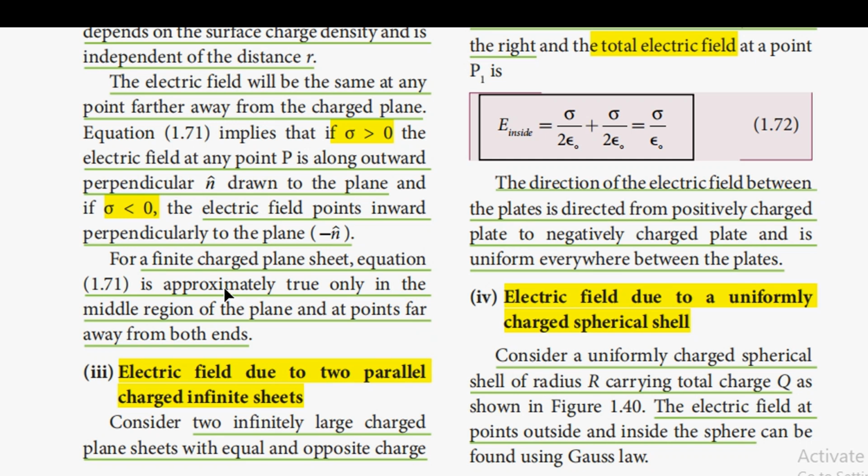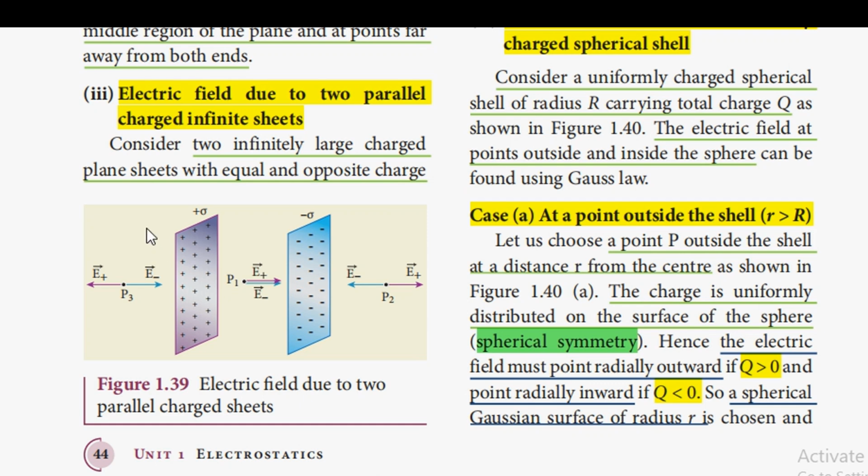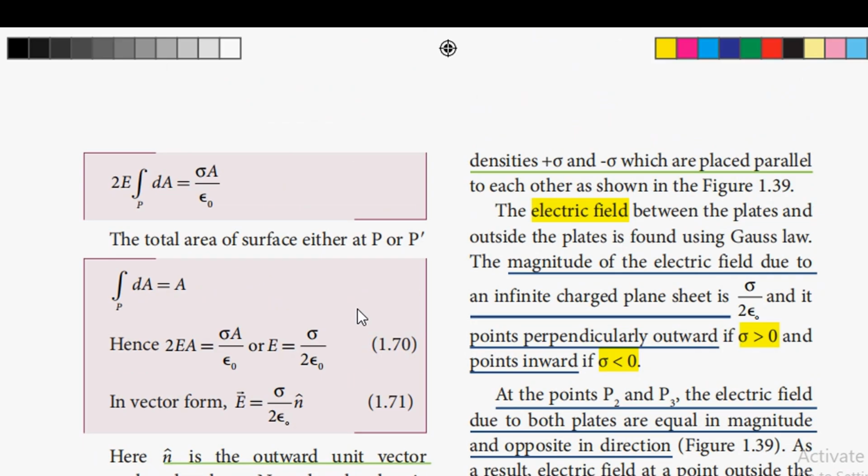For a finite charged plane sheet, equation 1.71 is approximately true only in the middle region of the plane and at points far away from both ends. Next we will consider the third case, where we find the electric field due to two parallel charged infinite sheets. For this, let us consider two infinitely large charged plane sheets with equal and opposite charge densities, plus sigma and minus sigma, which are placed parallel to each other as shown.